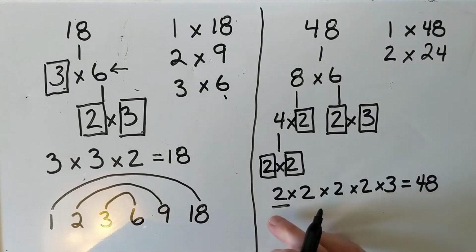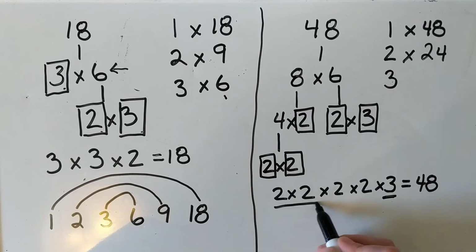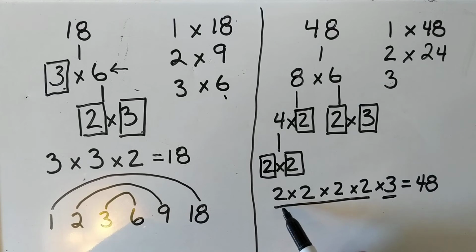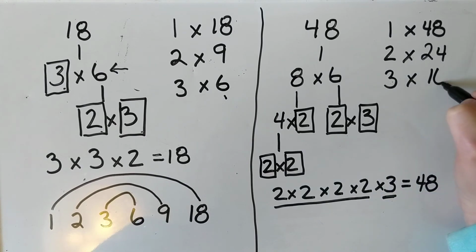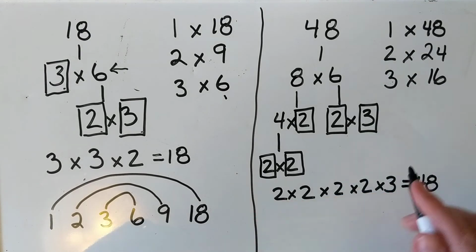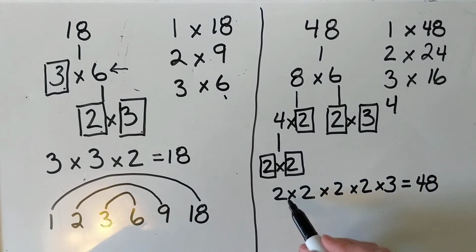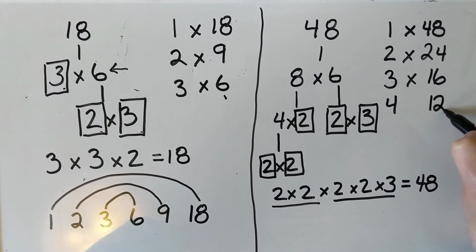Okay, so the next number I would do is 3. So 3, and then I see what's left over. 2 times 2 is 4, times 2 is 8, times 2 is 16. So 3 groups of 16 will also equal 48. Okay, now the next number I can do is 4. I can definitely make 4 with my factors here. So 4 times whatever's left is going to be 2 times 2 is 4, times 3 is 12. So 4 groups of 12 equals 48.